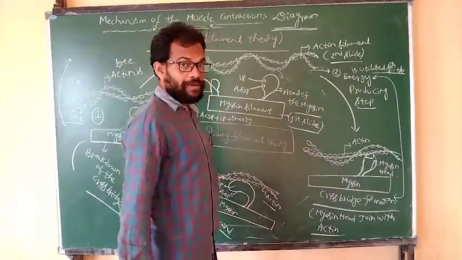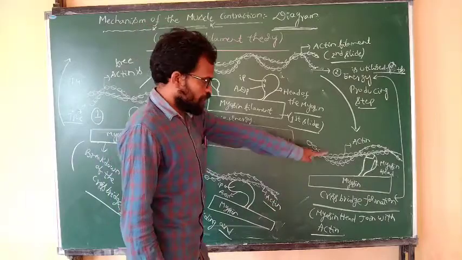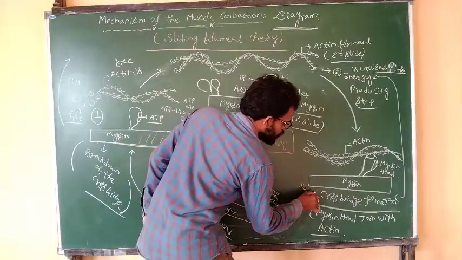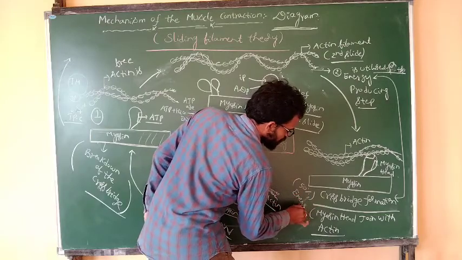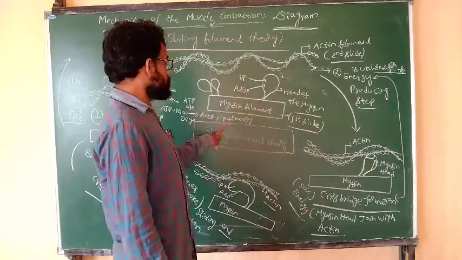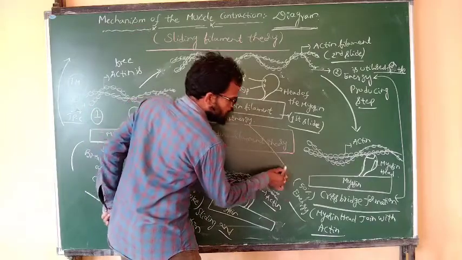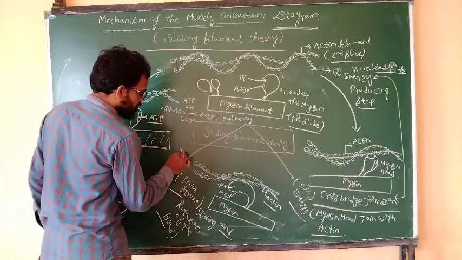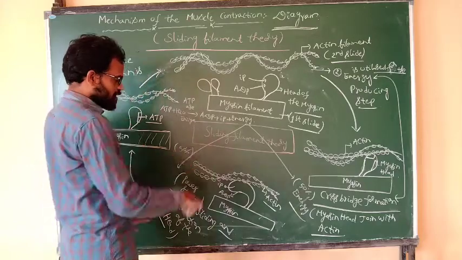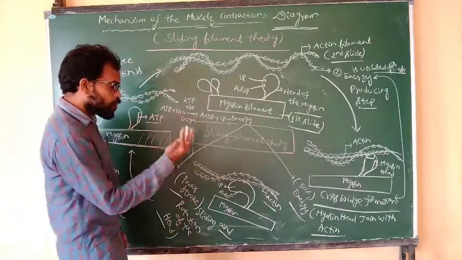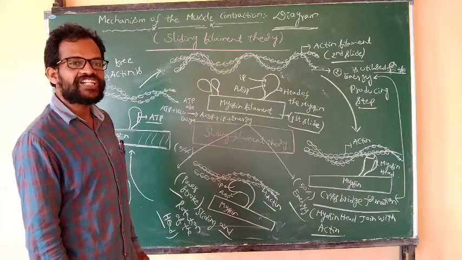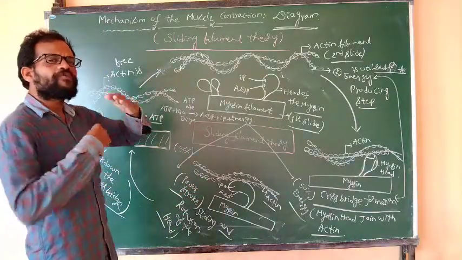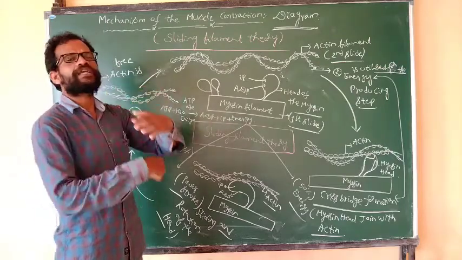Whenever the cross bridge formation is completed, 50% of the energy is utilized for the cross bridge formation. The remaining 50% of the energy is utilized for the power stroke. It is a rotation of the head, and also the continuous overlapping of the actin filaments and the myosin filaments.